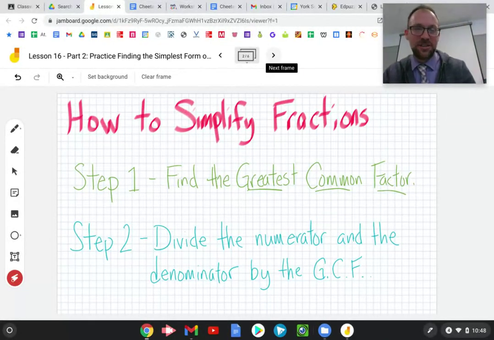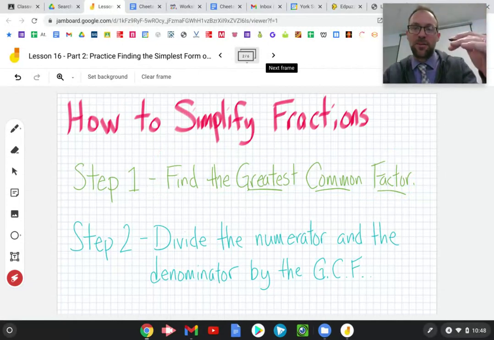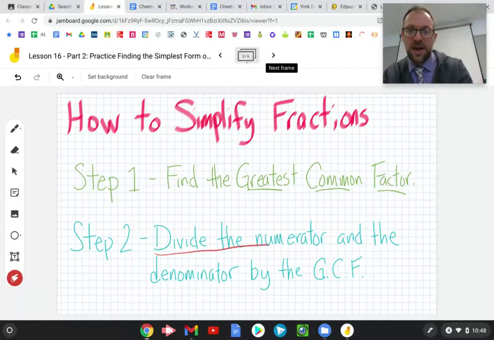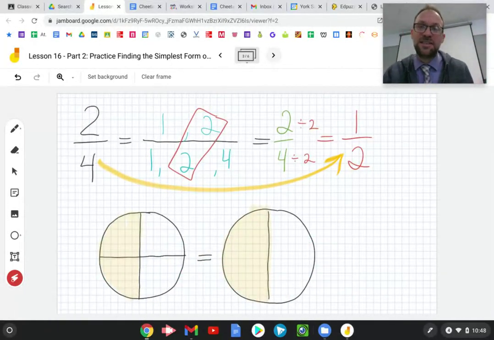We learned previously that the first step in how to find the simplest form of a fraction is to find the greatest common factor of the numerator and denominator, the top and bottom numbers. Then, once you have the greatest common factor, in step 2, you'll divide the numerator and the denominator by the greatest common factor. So yesterday, we took a look at this example here.